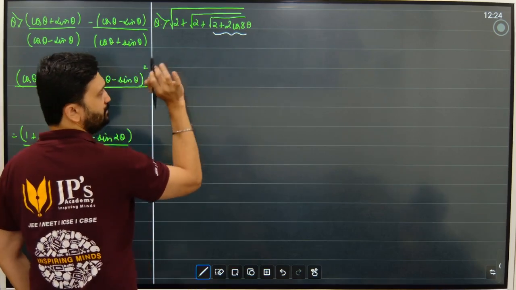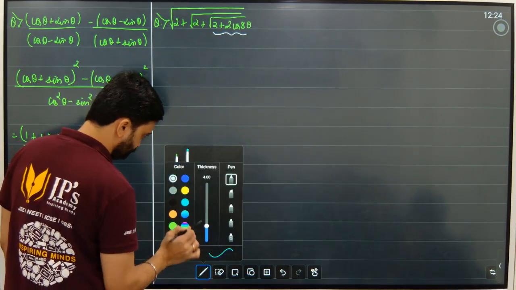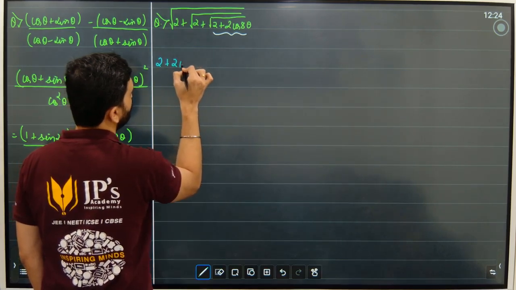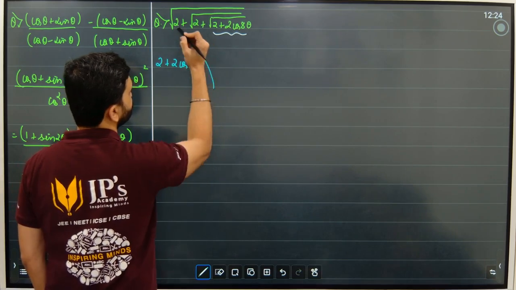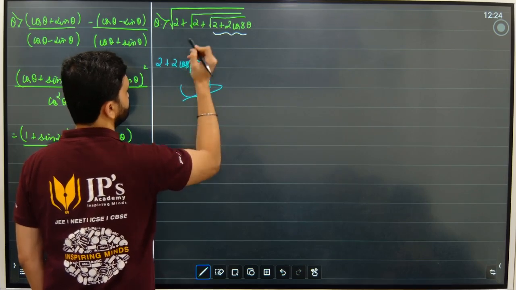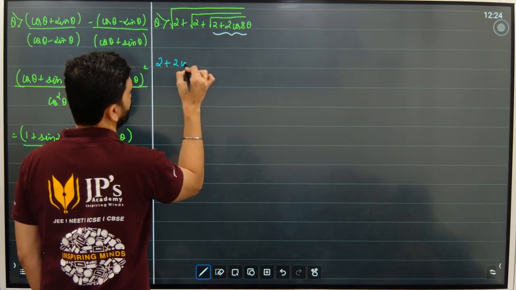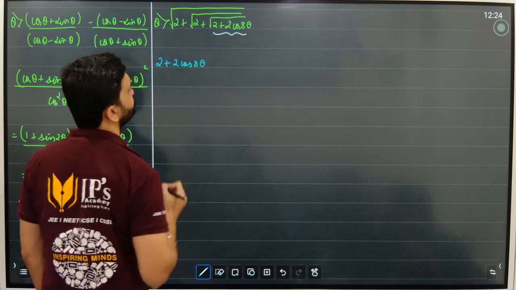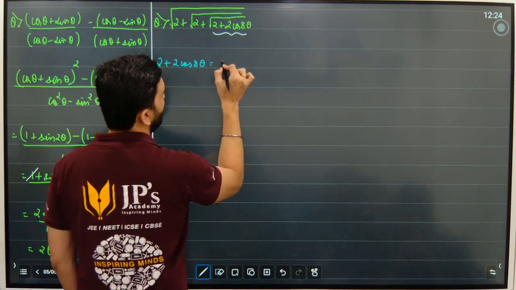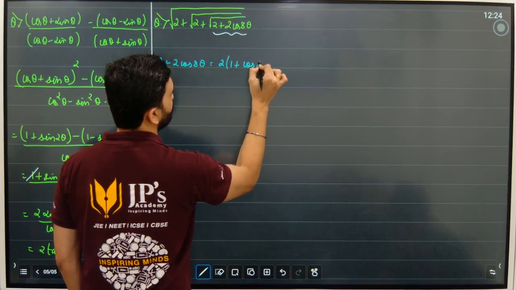ठीक है, पहले अंदर के रूट के अंदर के टर्म्स लेंगे. ओके, सो आई जस्ट सॉल्व इट. देखो, अंदर के रूट से चार्ज करेंगे 2 प्लस 2 cos 8 थीटा, 2 plus 2 cos 8 theta, which is nothing but, I'll take 2 common, 1 plus cos 8 theta.